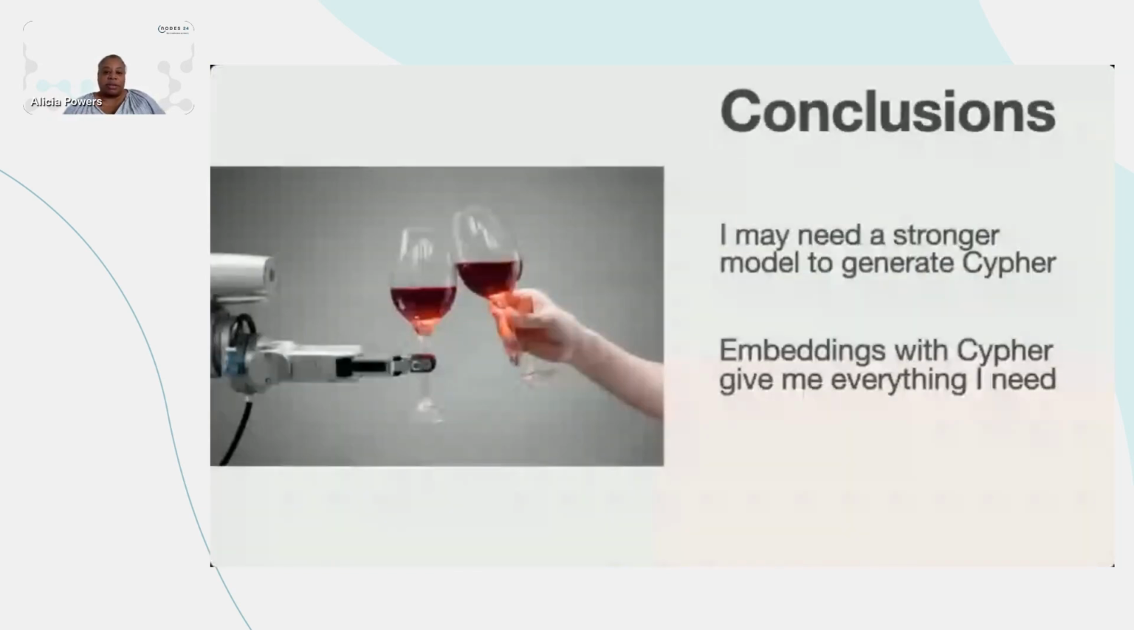But as far as conclusions are concerned, I may need a stronger model to generate the Cypher that I'm looking for. I did a lot of different things and I wasn't happy with the results, but it could be that the model is not the best model for what I was trying to do. But my main conclusion is the embeddings with Cypher give me everything I need. I know that the recommendations I'm getting with Cypher allow me to do the customization that I'm looking for, get the accurate data because I know it's actually using my data. I can reference it back and do the calculations I need, and it can give me all the pieces that I need for my purposes.